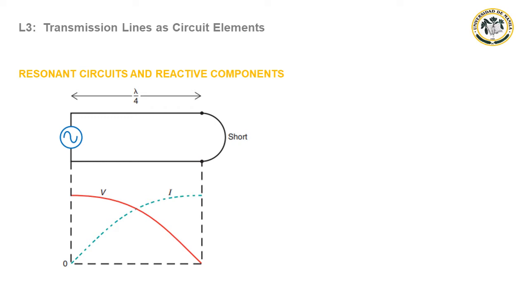Consider the shorted 1/4 wavelength line shown in the figure. At the load end, voltage is zero and current is at maximum. But 1/4 wavelength back at the generator, the voltage is maximum and the current is zero. To the generator, the line appears as an open circuit, or at least a very high impedance.